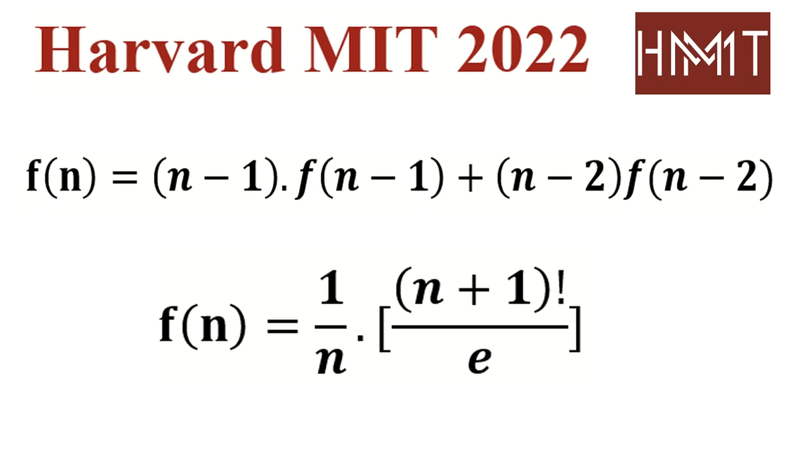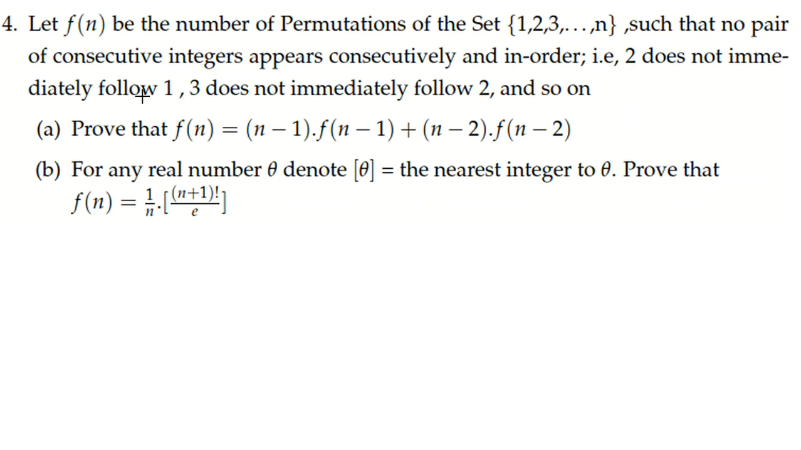Harvard MIT Math Tournament, Team Selection 2022, problem number 4. The problem is the following. Let f of n be the number of permutations of the set 1, 2, 3 to n.